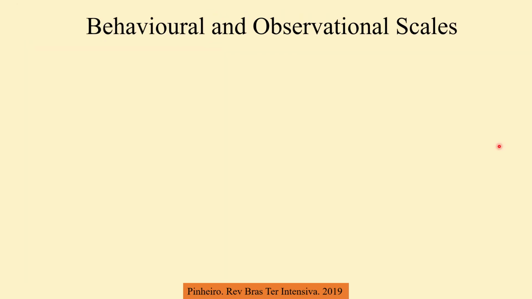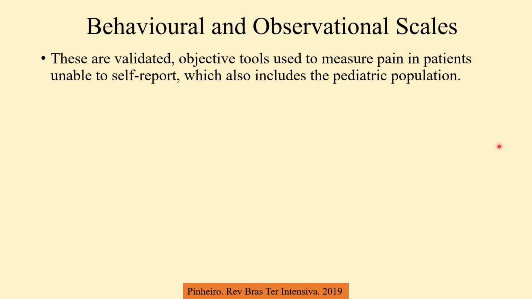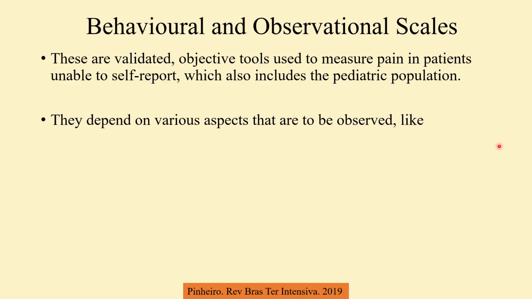Coming to the last aspect, which is the behavioral and observational scales. Now, these are generally used in the pediatric population, and they might also be used for patients who are on ventilators, or who are not able to give an answer or are unconscious or not oriented, where you can't get a straightforward answer. These can be used in them as well, but majorly in the pediatric population.